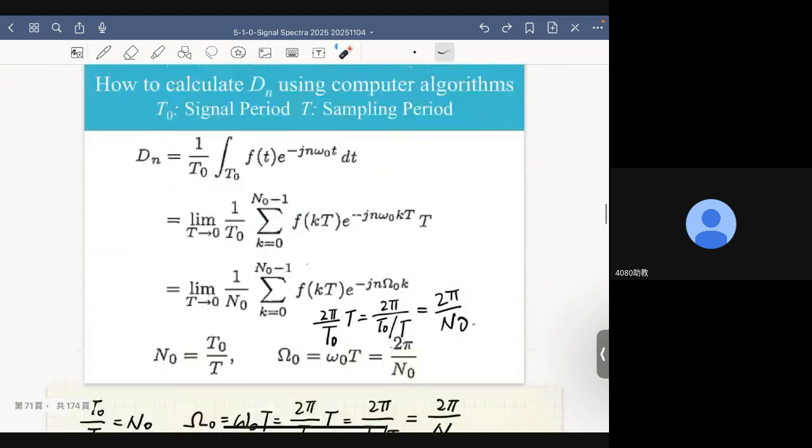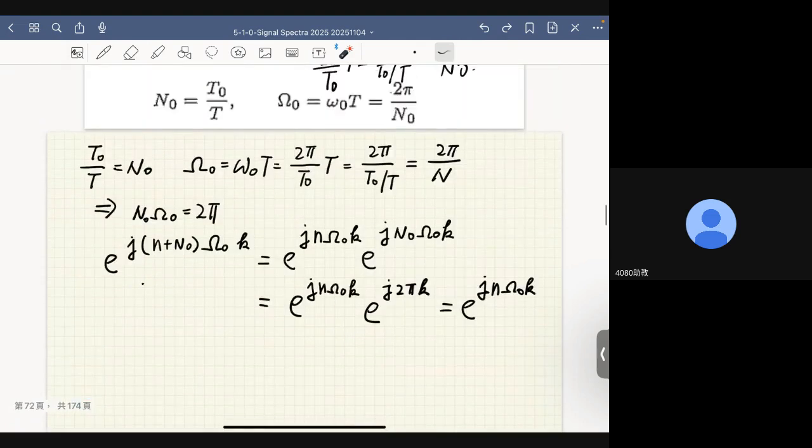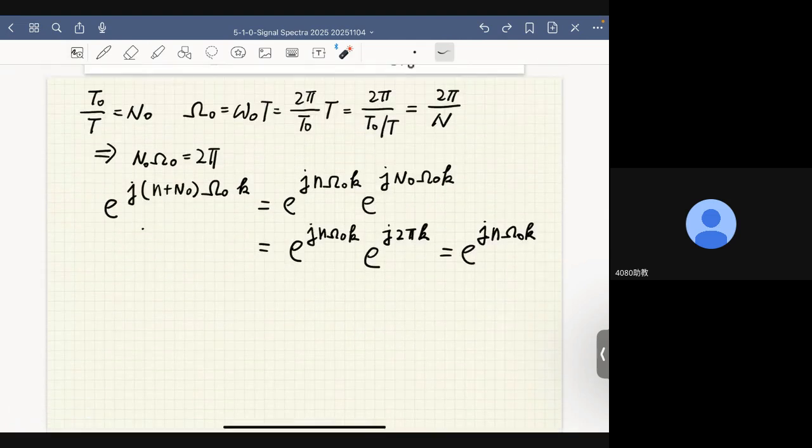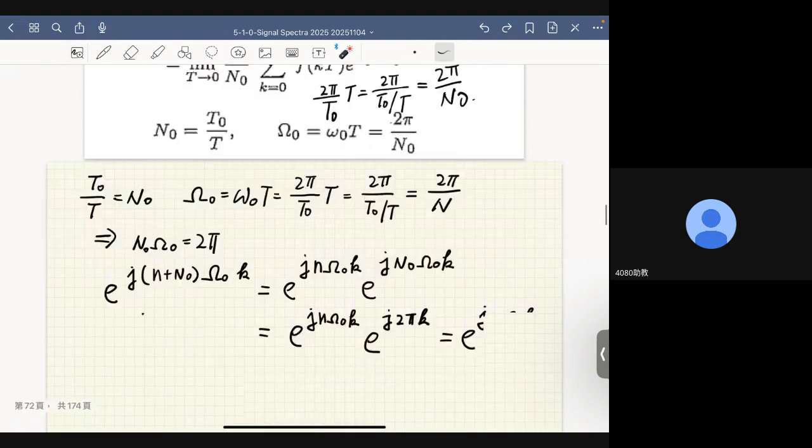However, if I use a numerical algorithm to determine the values of Dn, the value range of Dn is actually limited. Why is that the case? Let's first go back to this formula, which we used to help us write a program to determine the numerical values of Dn.